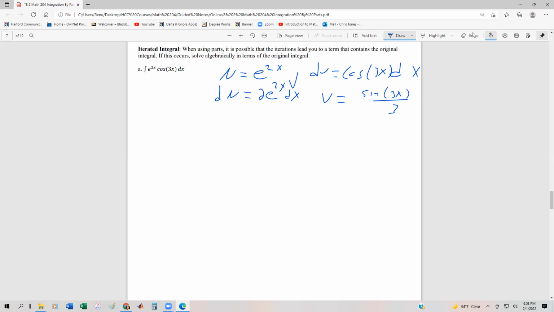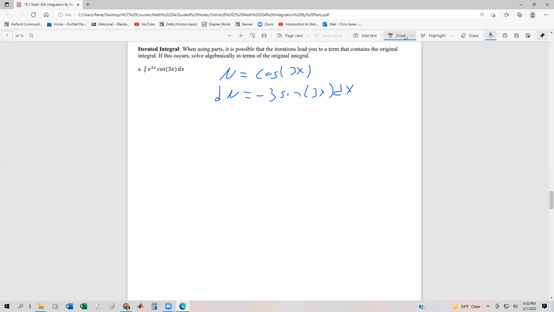So what if we flip them around? In other words, let's let u be equal to the cosine of 3x. That's what we did before. Well, we take the derivative of that, we get negative 3 sine 3x dx. Notice that no matter which way we decide, the u will not simplify. And we know that when we take the derivatives of cosines and sines, they just iterate. Same thing with e to the 2x, it's just going to stay e to the 2x.